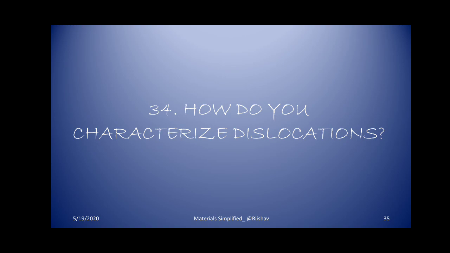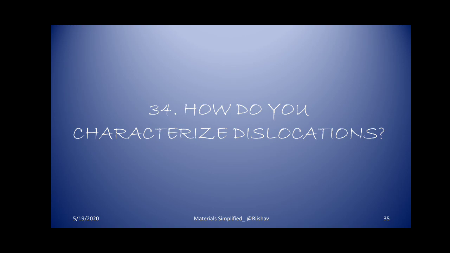The tangent vector is a line vector, a unit vector along the dislocation line. We sometimes neglect it and it does not play much of a role, so mainly we characterize the dislocation using its Burgers vector. How do we characterize it? If my Burgers vector is perpendicular to the dislocation line, I call it edge dislocation. If my Burgers vector is parallel to the dislocation line, I call it screw dislocation. And if my Burgers vector is inclined to the dislocation line, then we call it mixed dislocation.